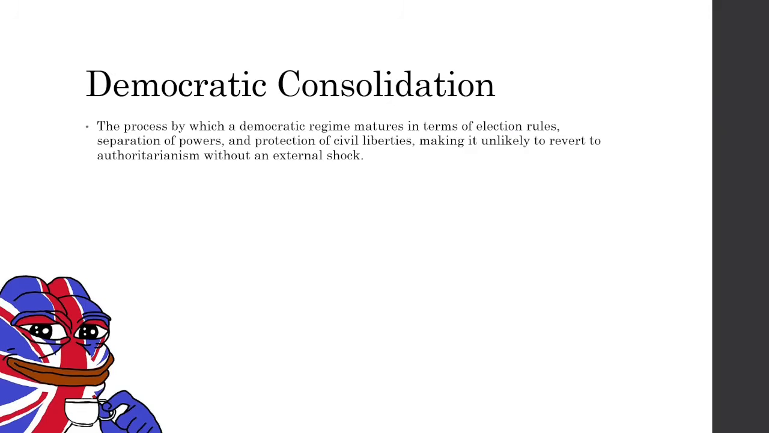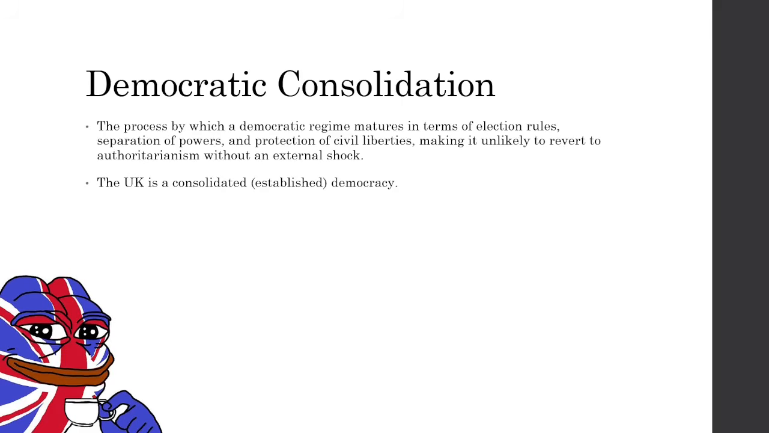Now let's talk about democratic consolidation. This is pretty important. I have this little United Kingdom frog for you because we're talking about the United Kingdom again. This is the process by which a democratic regime matures. It went through democratization puberty, and it has separation of powers, fair election rules, and strong protection of civil liberties. So we have a lot of rule of law going on. This makes it very unlikely that it will revert back to its authoritarian ways without some big external shock, like a revolution, for example.